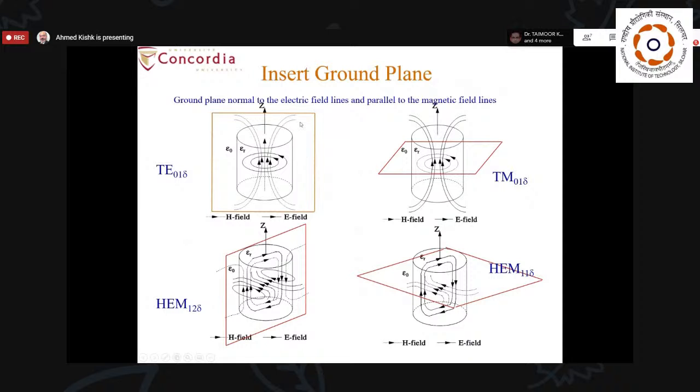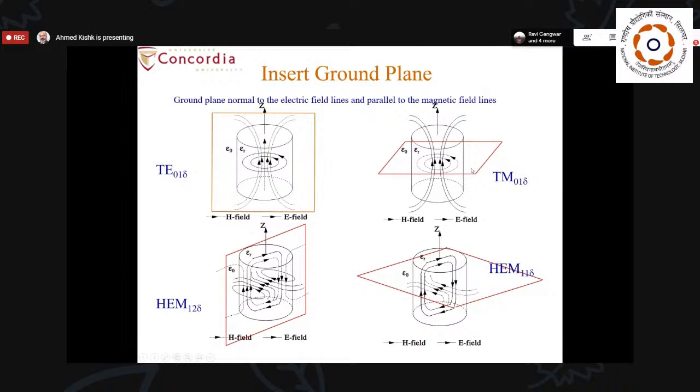And by doing this, we know if we split this cylinder along the z-axis, always the ground plane or the conductor will be orthogonal to the electric field. That means it's not going to disturb the field distribution of this mode. That means I can cut half of the resonator and it will still operate at the same resonant frequency.